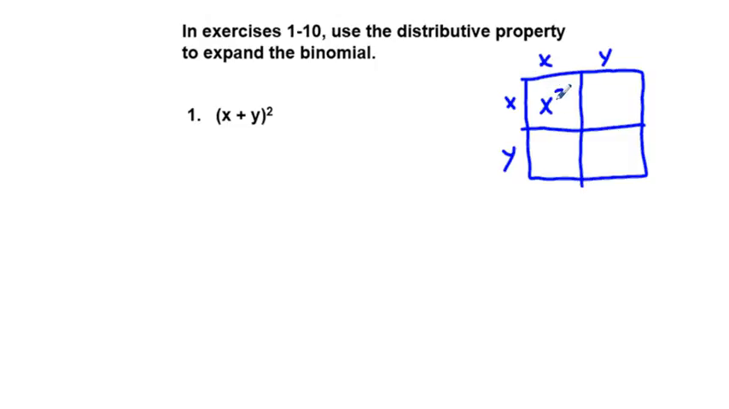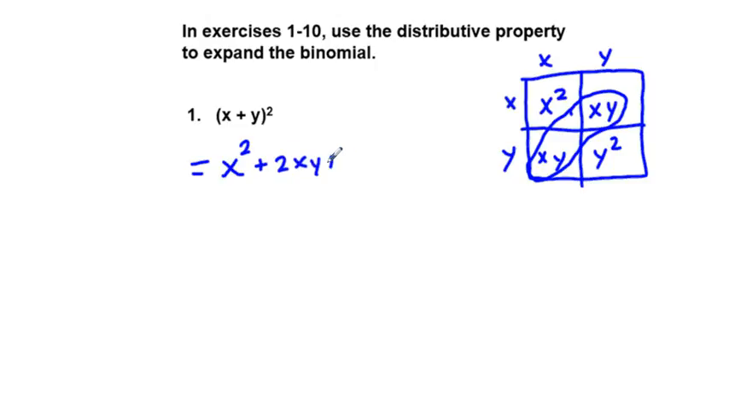We have x squared in the upper left cell, xy in the upper right cell, xy in the lower left, and in the lower right we have y squared. And so the like terms are xy and xy, and added up they're going to be, well, we have x squared, we know that. xy plus xy is going to be plus 2xy, and then we have plus y squared. And so that's going to be our answer to problem 1.